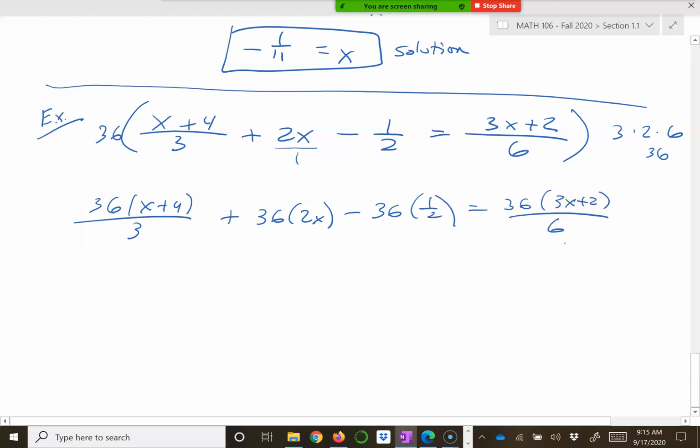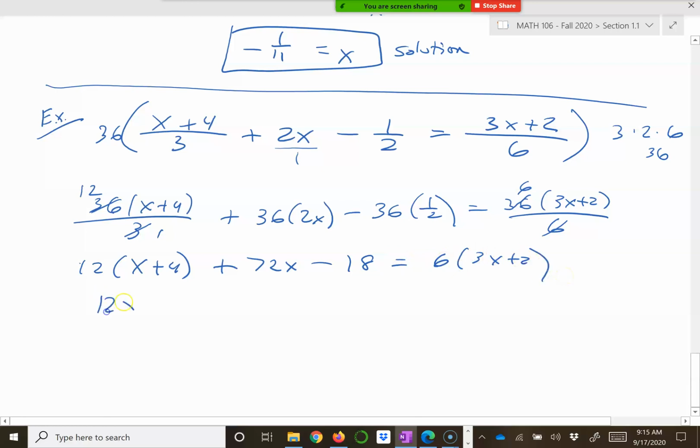All right, now you just go about simplifying these expressions. So the 3 goes into 36, I believe, 12 times. We'll leave this one alone for a second, and then 6 goes into 36 6 times. So we'll have 12 times x plus 4, plus this 36 times 2x is 72x. 36 times a half is 18, and then 6 times 3x plus 2. And now it just becomes a linear equation with no fractions. So let's solve it.